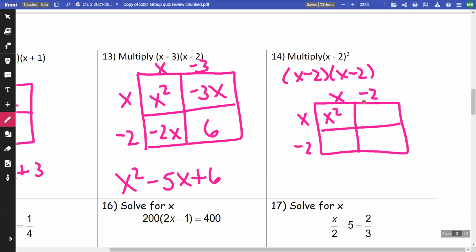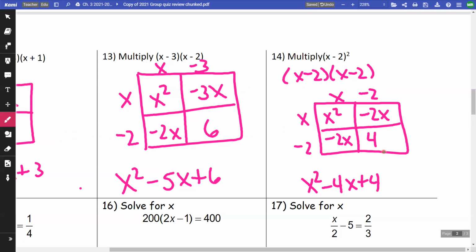X times a negative 2 is going to give me a negative 2x. Negative 2 times x is going to give me another negative 2x. And negative 2 times negative 2 is going to give me a positive 4. So that's going to become x squared minus 4x plus 4.